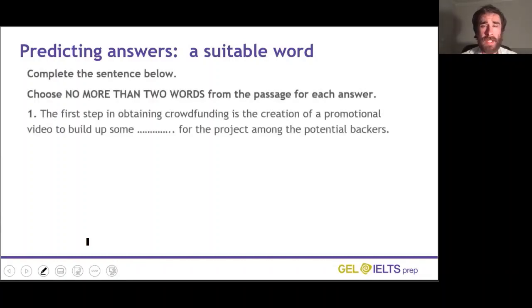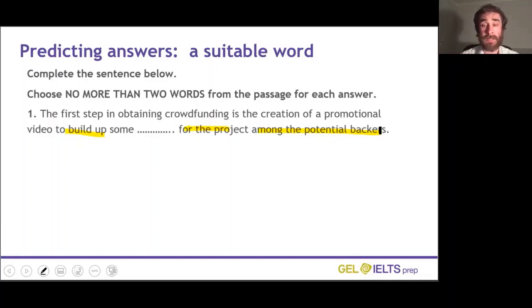The first step in obtaining crowdfunding is the creation of a promotional video to build up some gap for the project among the potential backers. So I noticed that before the gap we have the words build up. So we're going to build up something for the project among the potential backers. Now, maybe we don't know what backers means, but we could guess that it's people with that ER ending. So what might we want to build up among people for a project?